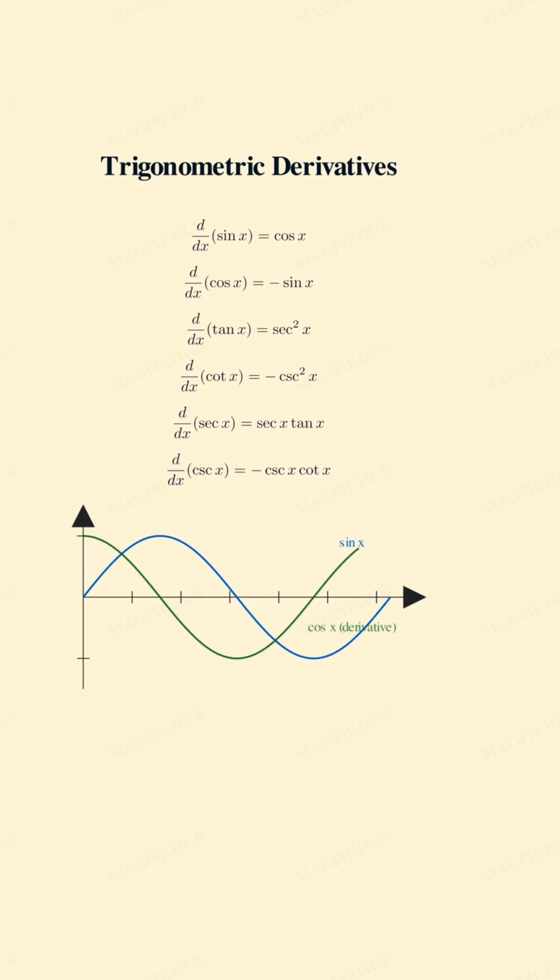Notice the beautiful pattern. All cofunctions, that is cosine, cotangent, cosecant, get a negative sign in their derivative. On the graph, see how cosine x, shown in green, is exactly the slope of sine x at every point.